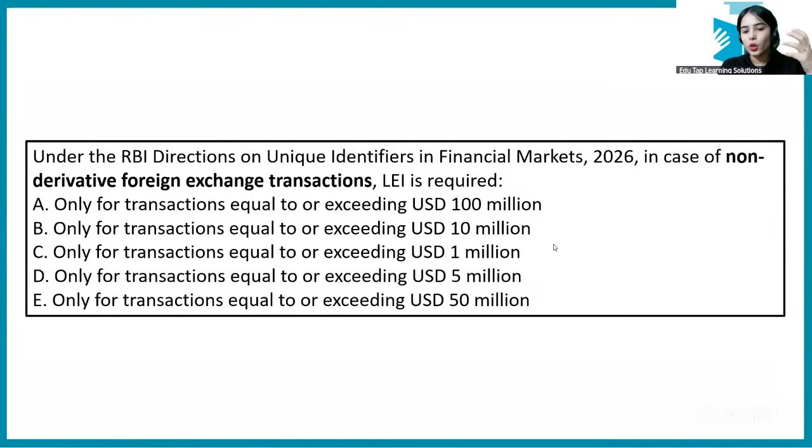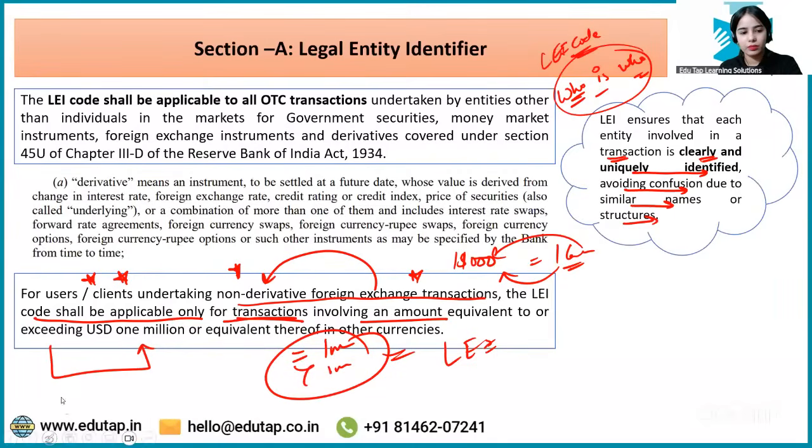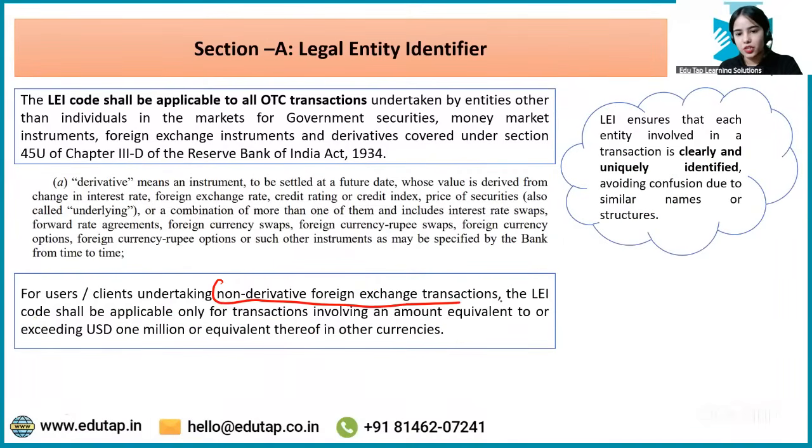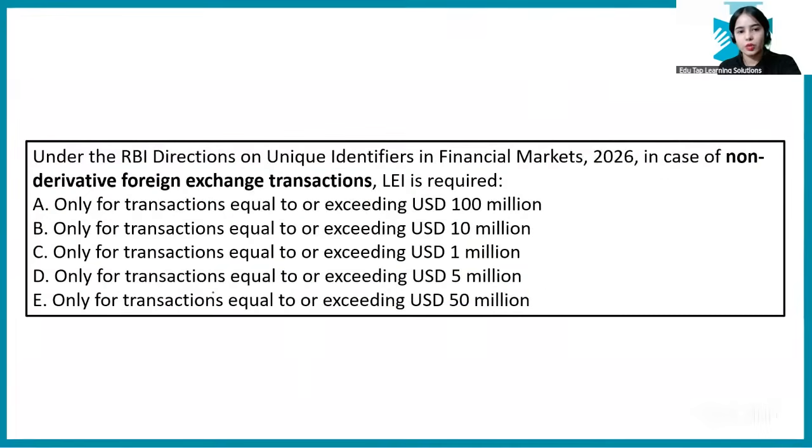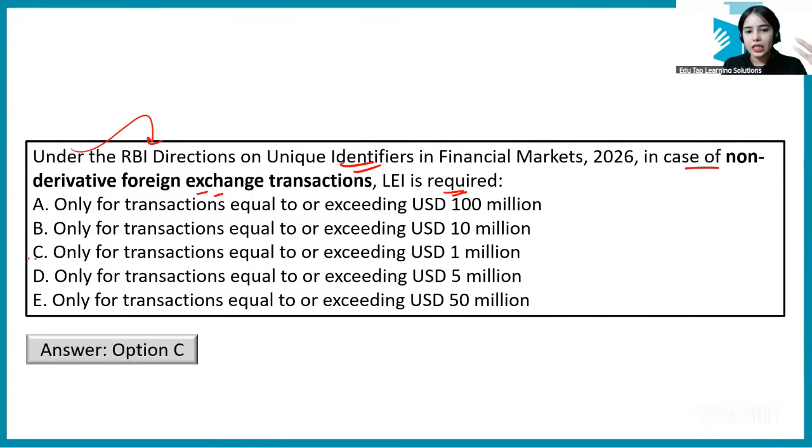No, here only non-derivative foreign exchange transactions have been mentioned. Only in such transactions, okay? Under the RBI directions on unique identifiers in financial markets, in case of non-derivative foreign exchange transactions, LEI is required only for transactions that are equal to or exceeding $1 million. Okay. Yes, both parties. LEI is required for all the parties.